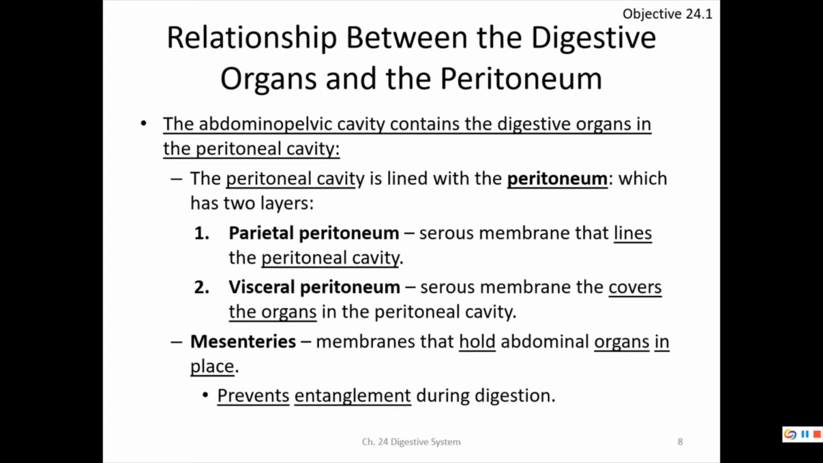Now, as we get started, what we want to kind of do is, as we go in, we want to first understand that your abdominopelvic cavity is where the digestive organs are. And they're mostly going to be in the peritoneal cavity, which has the peritoneum. Now, the peritoneum, remember, is a double-lined cell membrane.